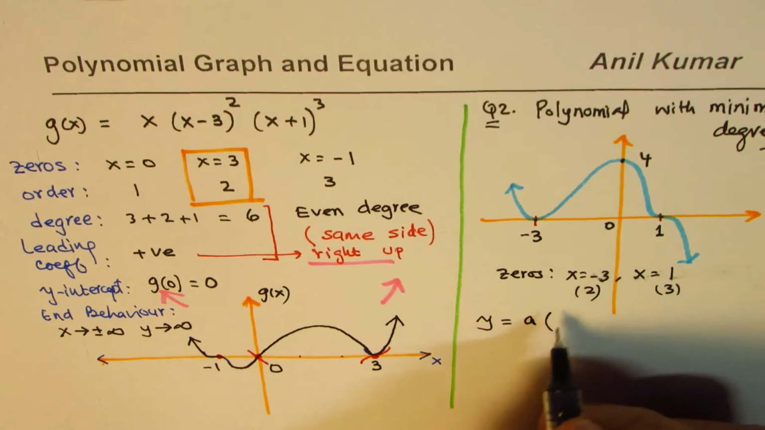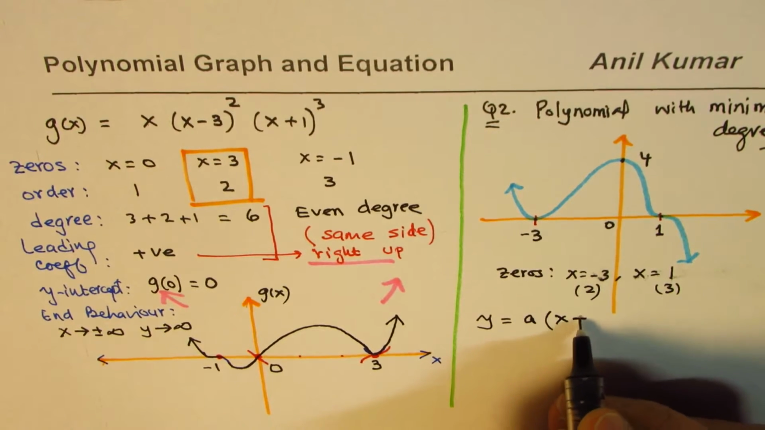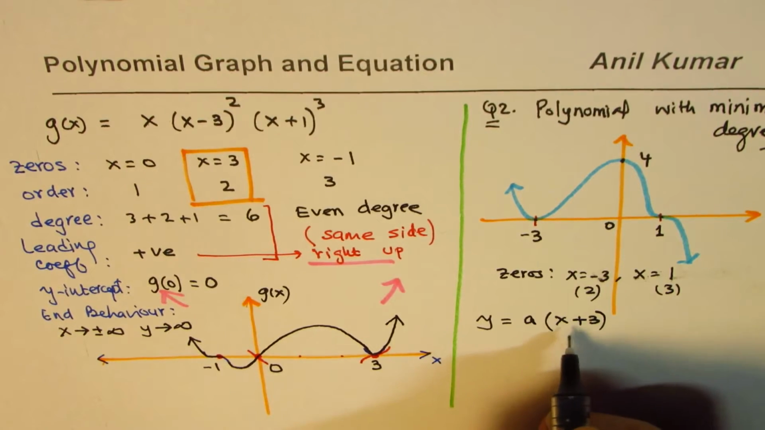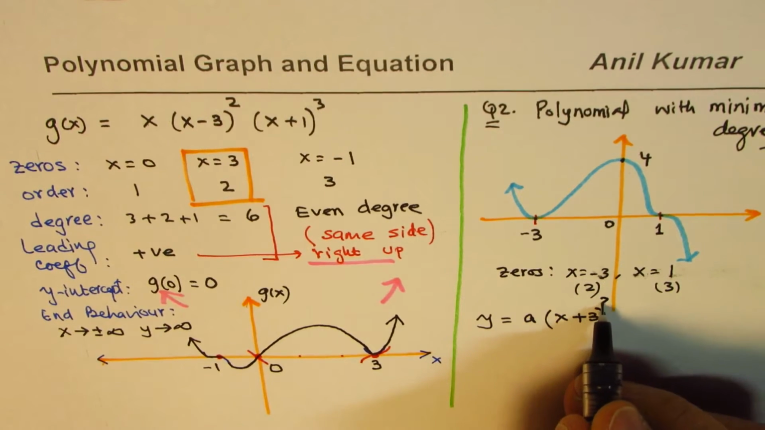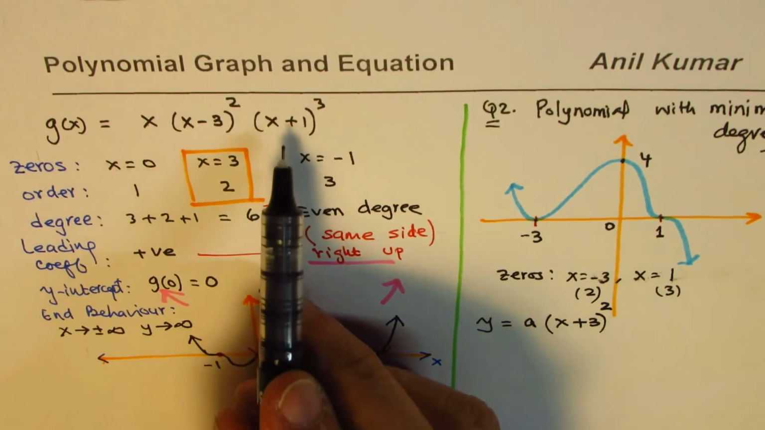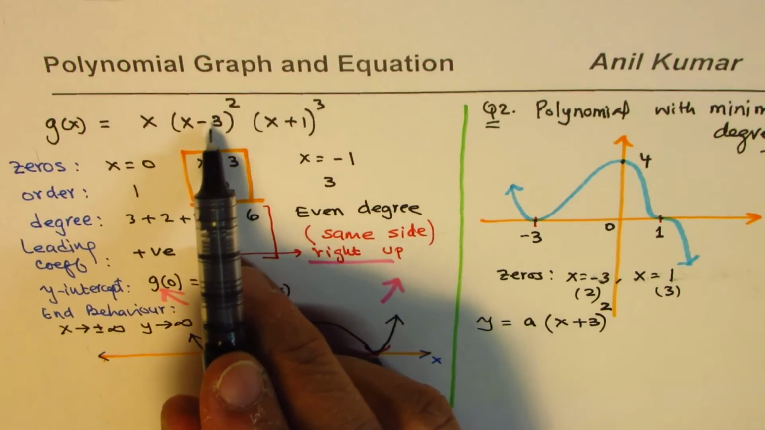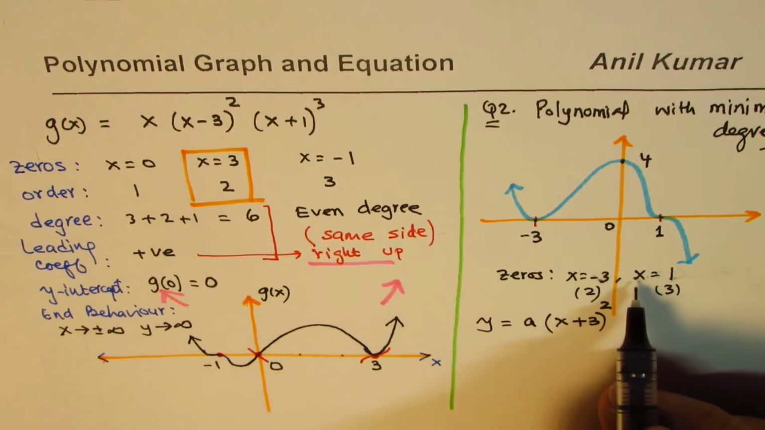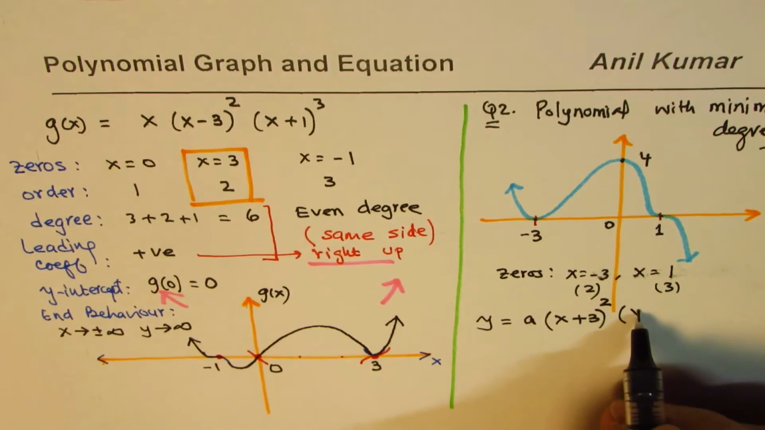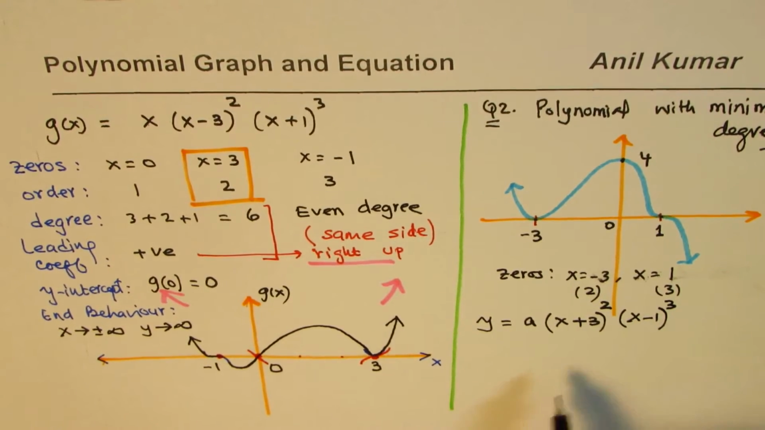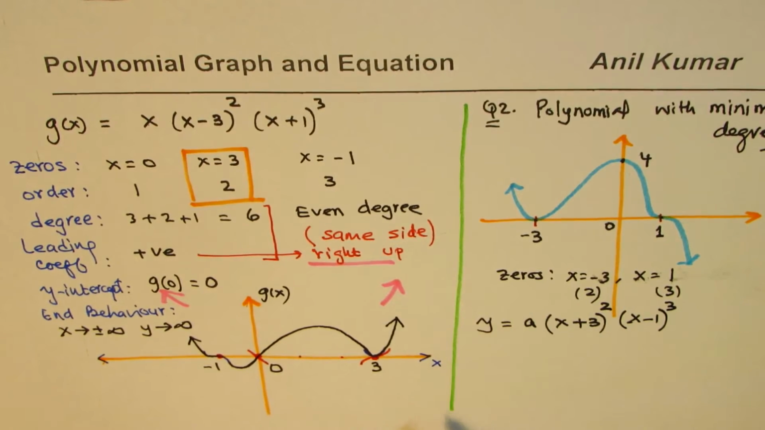The first root is at -3, so the factor will be x plus 3. For x equals -3, this factor is 0, and the order is 2, so it will be squared. Do you see that? That's how we take care of order. Here, as you can see, order 2, right? So it turns, that is the corresponding position. x equals 1 means x minus 1 is the factor and it's cubic in nature. Is it okay? It's cubic in nature. So that is the equation.